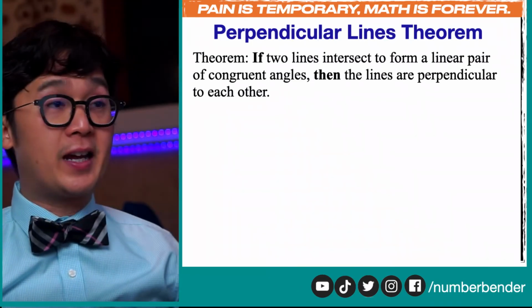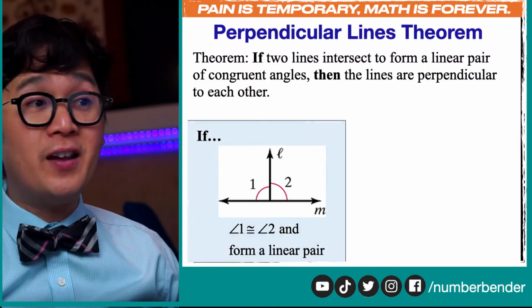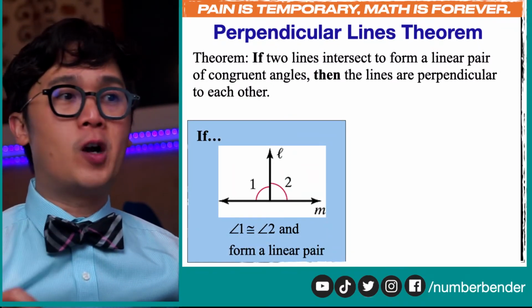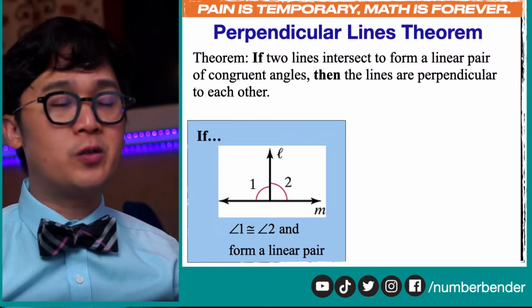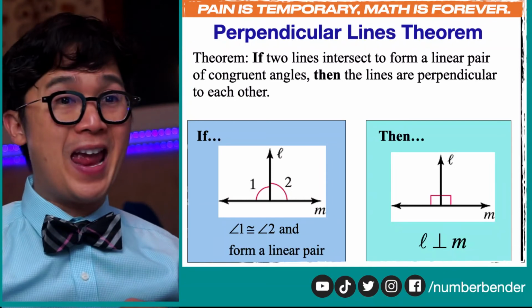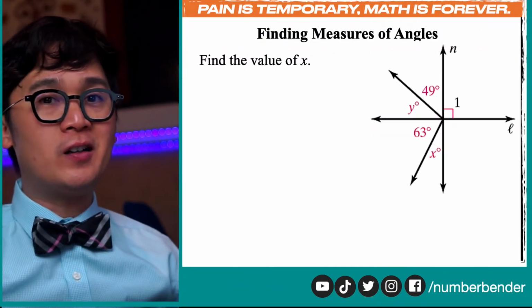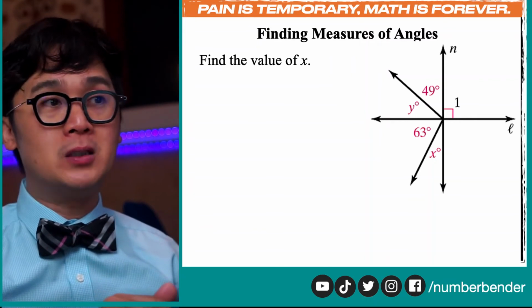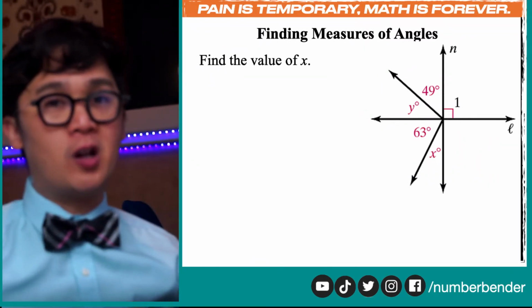So this is the second theorem on perpendicular lines. If we have line L perpendicular to M, they form linear pairs that are also congruent. Therefore, L is perpendicular to M. So let's start using those theorems to answer this problem, wherein we're going to be solving for x.